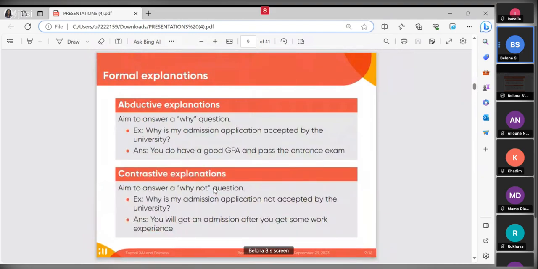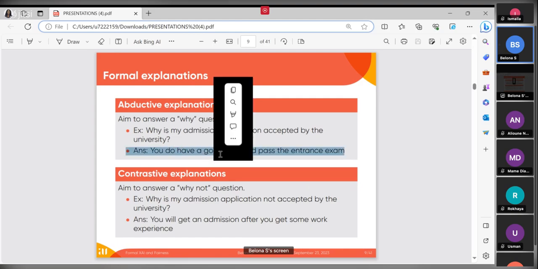And then we have formal explanation, which is the type I'm working on, which can also be categorized into types. We have abductive explanation. What does it mean? In abductive explanation, we are trying to answer the question why. For example, why am I accepted by the system, or why am I rejected by the system? An example of an answer will be, you are accepted because you have a good GPA and passed the entrance exam. This is the kind of explanation we want to give to the end user.